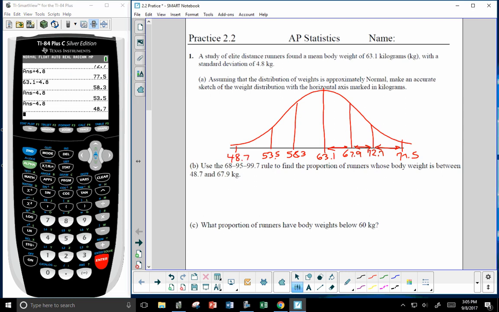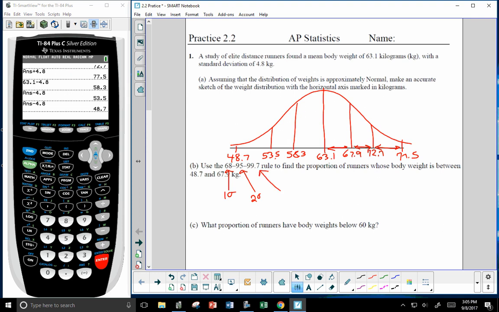The next question says, use the 68, 95, 99.7 rule to find the proportion of runners whose body weight is between 48.7 and 67.9 kilograms. If you go 1 standard deviation on either side of the mean, to the left and to the right, you have 68% of your data. If you go 2 standard deviations on either side, you have 95% of the data. And if you go 3 standard deviations, 3 to the left and 3 to the right, you have 99.7%, which is almost 100% of your data.